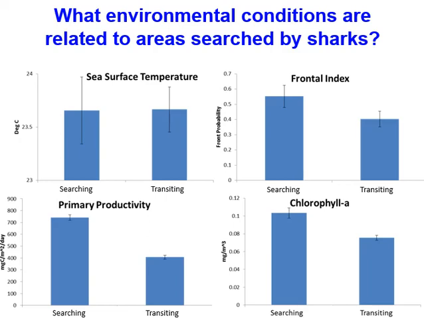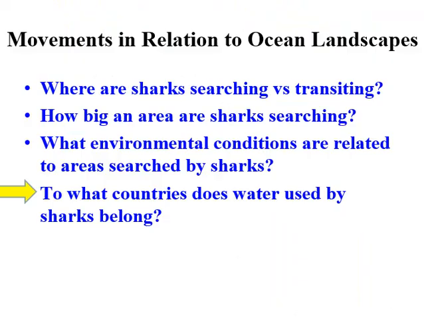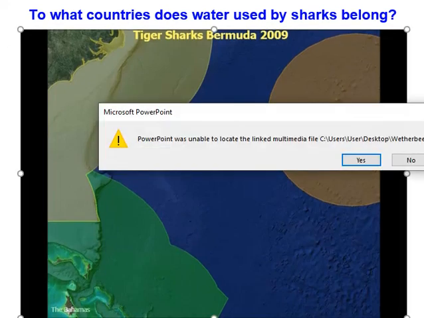Where are these sharks searching? It doesn't have to do with temperature, but it has to do with where these waters are mixing. It has to do with how much primary productivity there is. It has to do with how much phytoplankton there is in chlorophyll. They're spending significantly more time searching in areas that have a lot of energy. So you can quantify the movement patterns of sharks or whales or fish in relation to environmental conditions such as these.